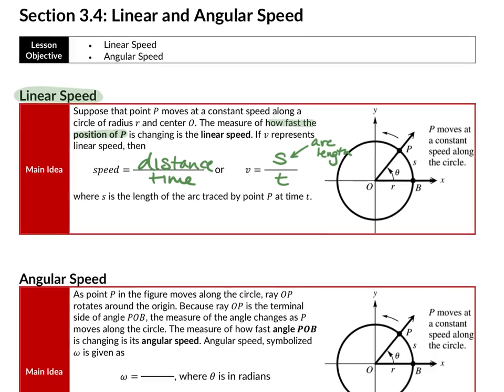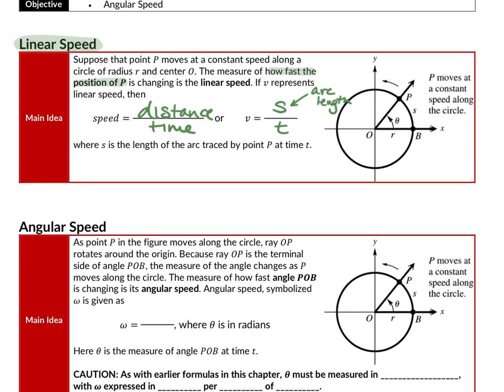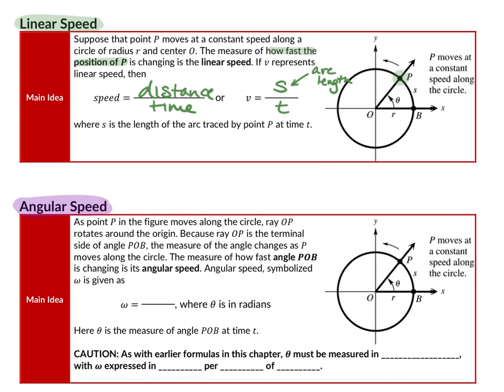I can also ask you, using the same picture, not how fast P is moving, so looking at this point P, I can also ask you for angular speed, which is measuring something different. As point P in the figure moves along the circle, the ray OP, so we're talking about this ray right here, OP, rotates around the origin. Because this ray is the terminal side of the angle, POB, this angle right here, the measure of how fast the angle is changing is called angular speed. So again, how fast the angle is changing is called angular speed.